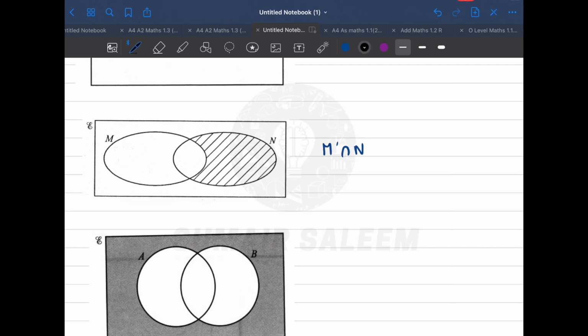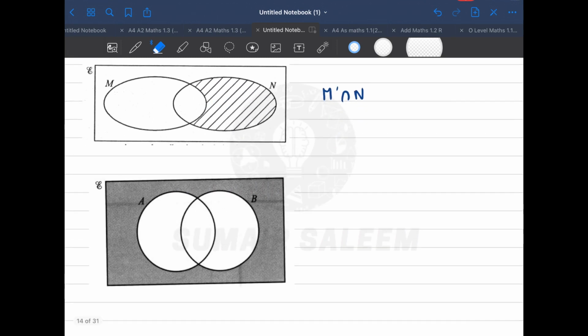Guys, in M complement, I'm going to write what? Letters. In N, I'm going to write what? Numbers. So what's the area which includes numbers and letters? The same area that was given in the question. Now I'm sure about my answer.